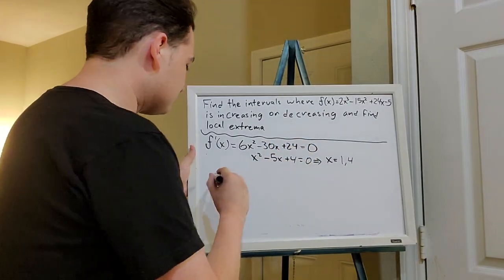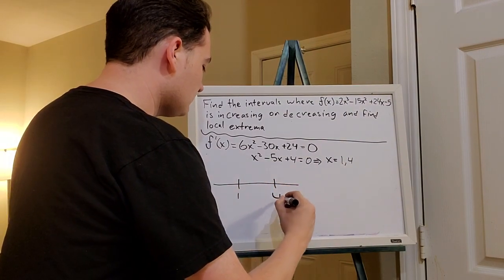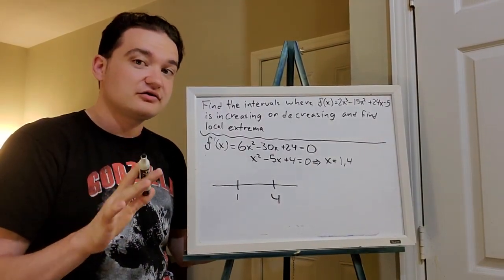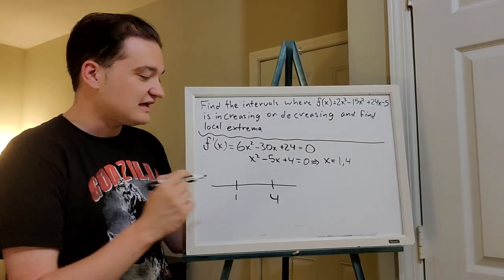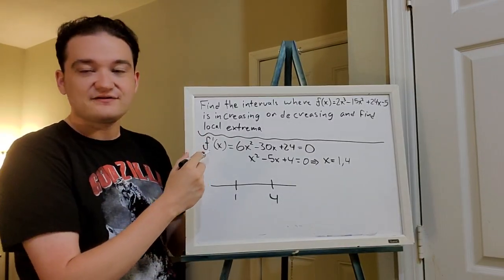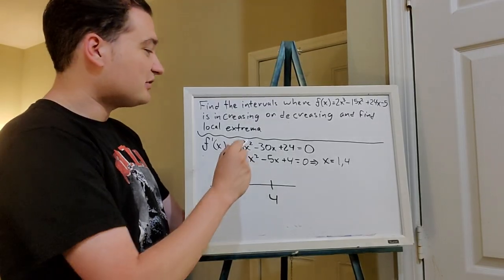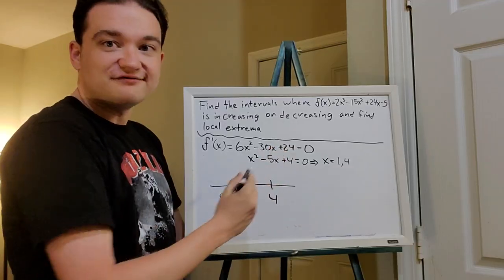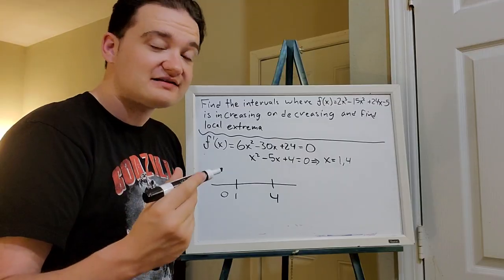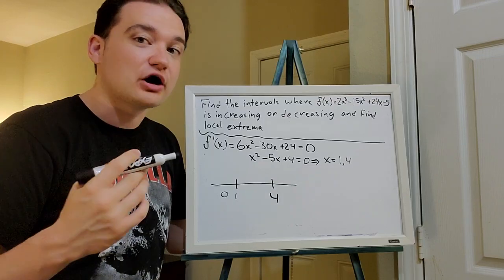So we're going to set up a number line. 1, 4. And we want to find where the function is increasing or decreasing. So what we're going to do is take number values from each part, plug them into this derivative and see what we get. Let's say we take 0 because it's less than 1. If we plug 0 into this, we get 24. F prime of 0, the derivative at 0, is positive.